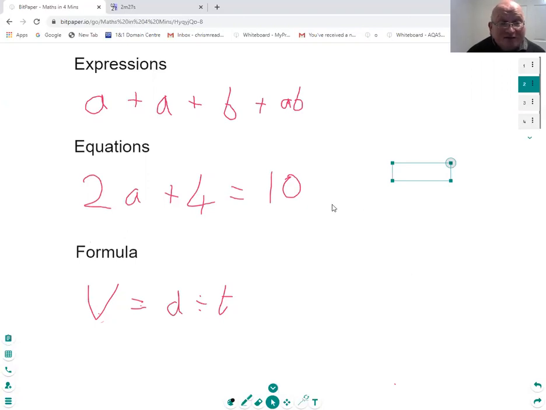Okay, so now what can we do with these things which is a bit more useful? Well, expressions. What can you do with an expression? Well, what we're going to look for here is just simplify it. Quite often in the exam you'll be asked to simplify an expression, and that basically means just gather together terms that look the same. We've got to be very careful here because the two A's actually look the same, 2A, which we write 2A. The other two terms here are actually different, and the B obviously looks different. Now, AB means A multiplied by B, and that is a different term.